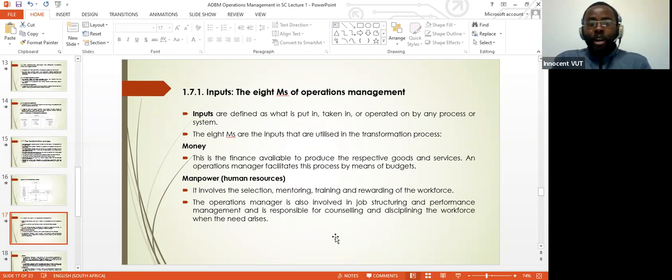We have manpower, human resources. It involves the selection, mentoring, training, and rewarding of the workforce. The operations manager is also involved in job structuring and performance management, and is responsible for counseling and disciplining the workforce when the need arises. That's the manpower, which are human resources, or the employees or the workers.